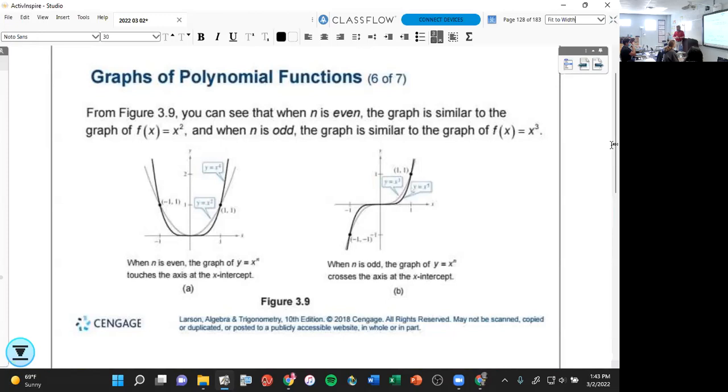They both intersect at the point 0, 0. Okay. Anything else that's similar? They both have a parabolic appearance. Yeah, but we don't call x to the fourth a parabola. Okay, but I agree. They're both going up on both sides.